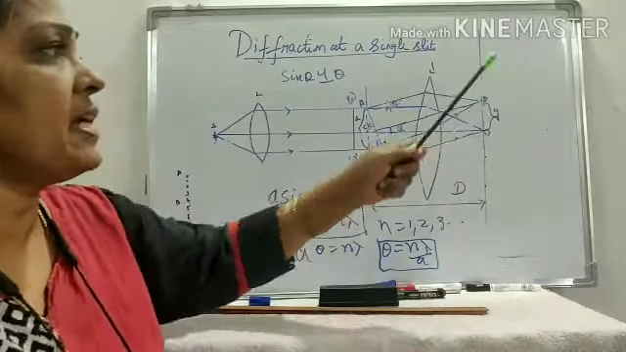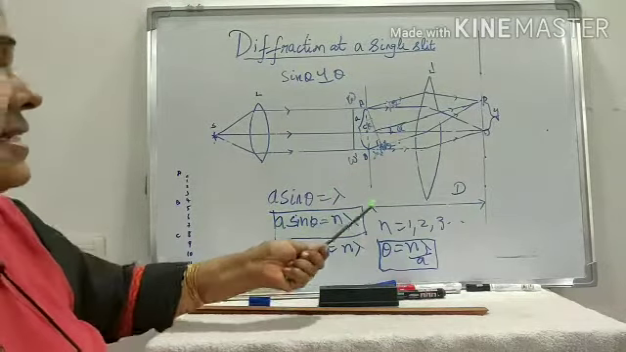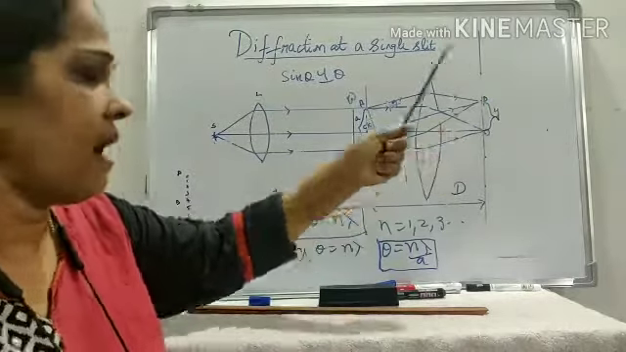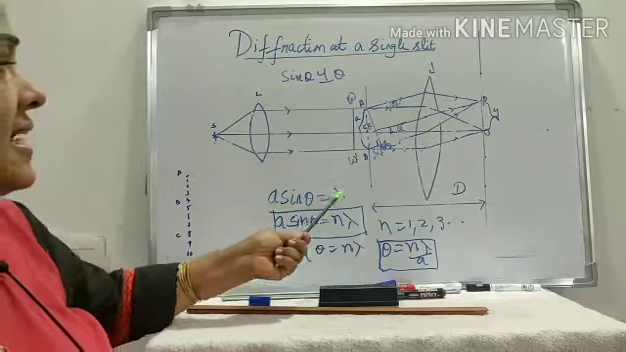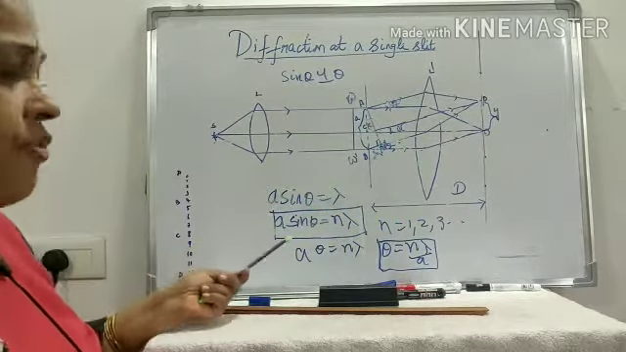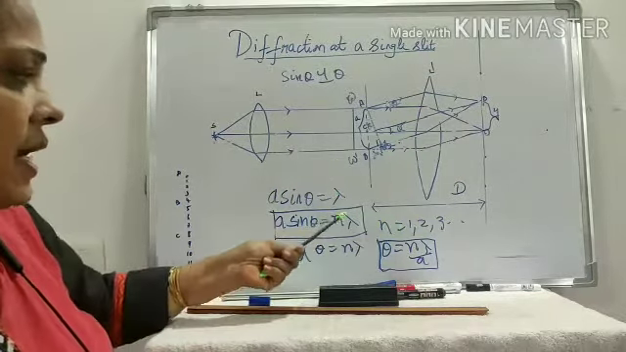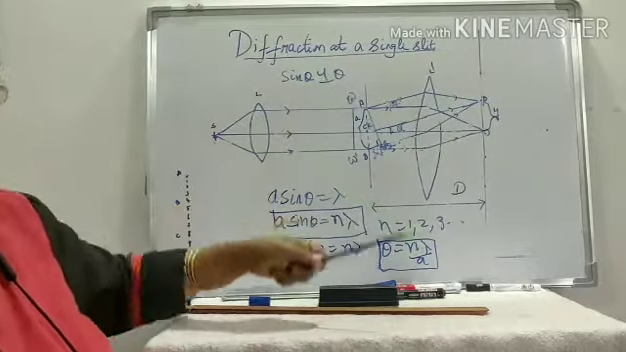So the point P is of minimum intensity, and the condition we saw is a sine theta equal to n lambda. But since this is the first minima, we substituted n equal to 1 and we got a sine theta equal to lambda. So this is the general condition for the path difference for a minima. n equal to 1, n equal to 2 correspond to the first minima, second minima, etc.